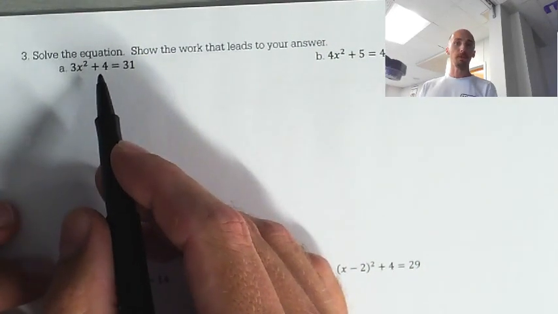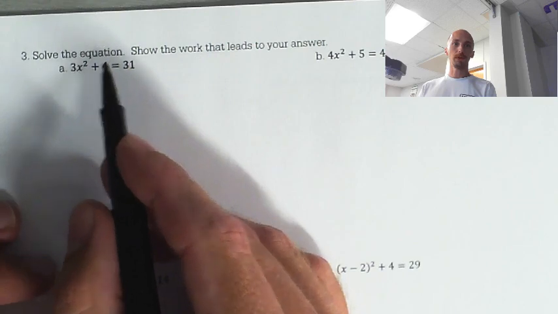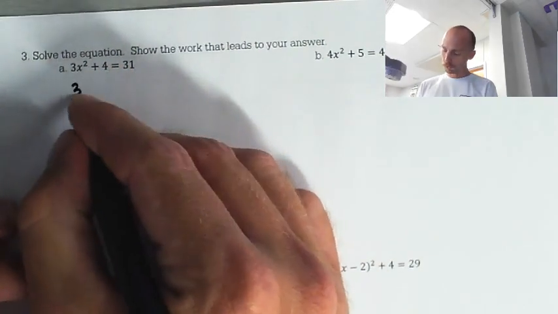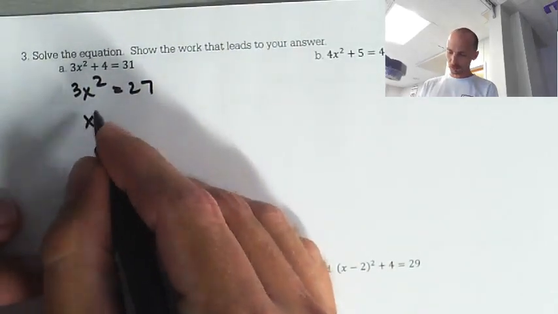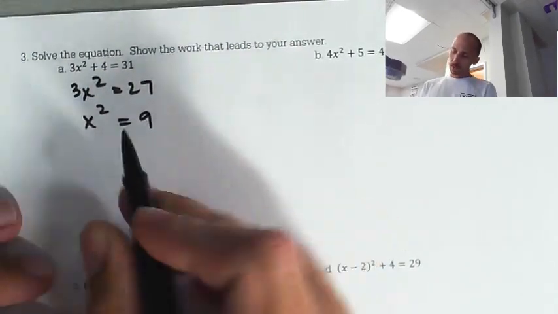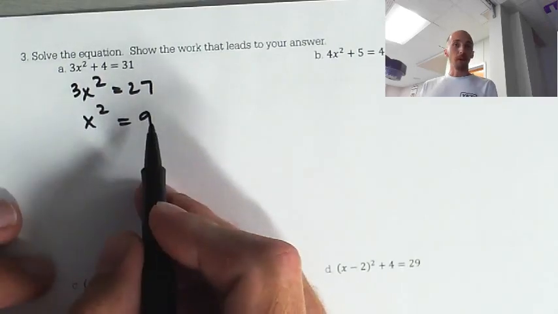But first, we kind of need to do the opposite of the natural order of operations. We're going to need to get rid of addition and subtraction first. So we're going to subtract 4 from both sides. And we'll divide both sides by 3. So we've isolated the power of x. Then we're going to take the square root of both sides.